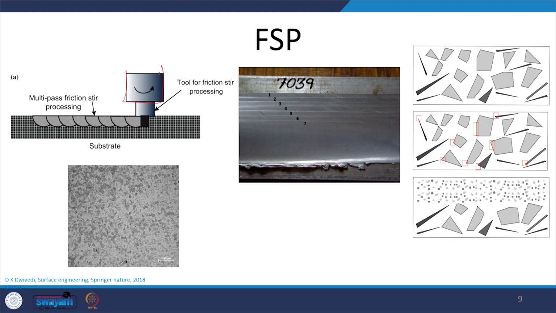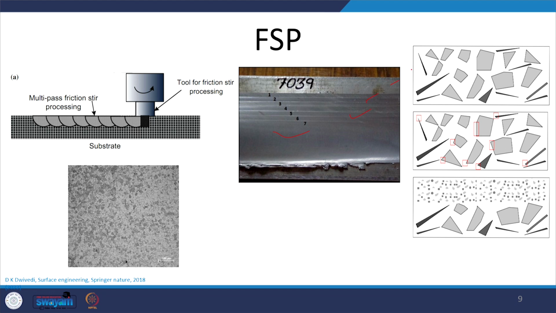This is the tool, this is the shoulder and this is the pin. The pin is plunged and rotated, and so in one pass it will be covering, like say in the top view, if you see the pin is here, the entire zone will be covered, then the pin will be inserted here, then another zone will be covered. That is how the number of passes are given. These passes most of the time are overlapping. So, that is why it happens in case of multi-pass friction stir processing. This multi-pass friction stir processing helps to cover the entire area.